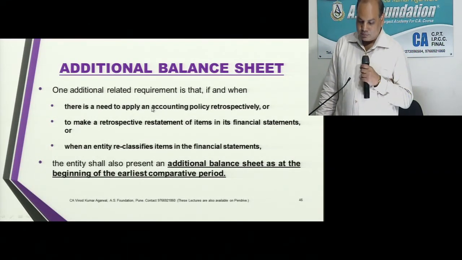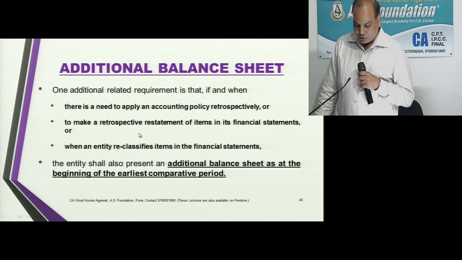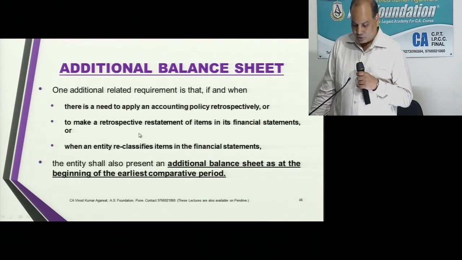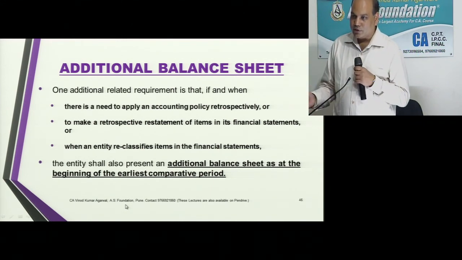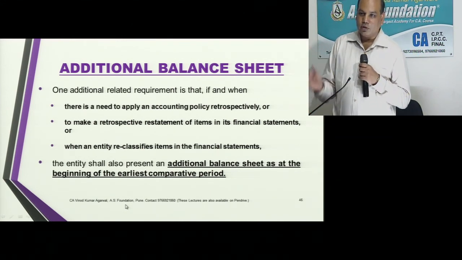Additional balance sheet. Additional balance sheet will be given when there is a change in accounting policy with retrospective effect, there is a retrospective restatement of an item in financial statement, or the entity reclassifies an item in the financial statement. So now there will be 3 balance sheets given to you. Current year, previous year, and opening balance sheet of previous year.